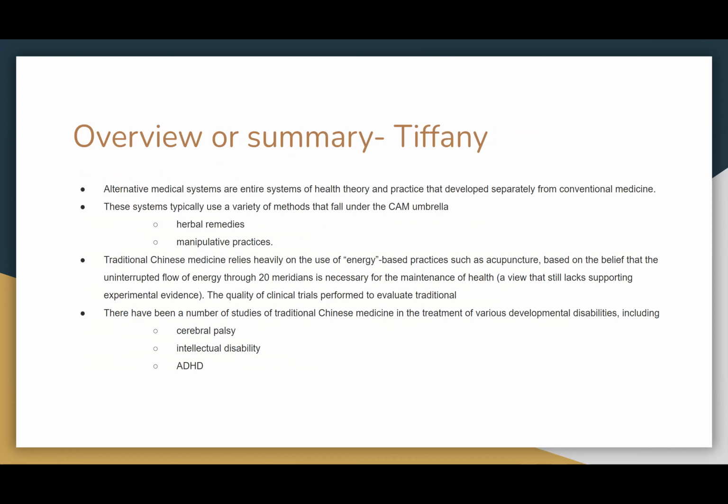So an overview of our summary is alternative medicine systems are an entire system of health theory and practice that develop separately from conventional medicine. These systems typically use a variety of methods that fall under the CAM umbrella: herbal remedies, manipulative practices. Traditional Chinese medicine relies heavily on energy-based practices such as acupuncture, based on the belief that the uninterrupted flow of energy through 20 meridians is necessary for the maintenance of health.